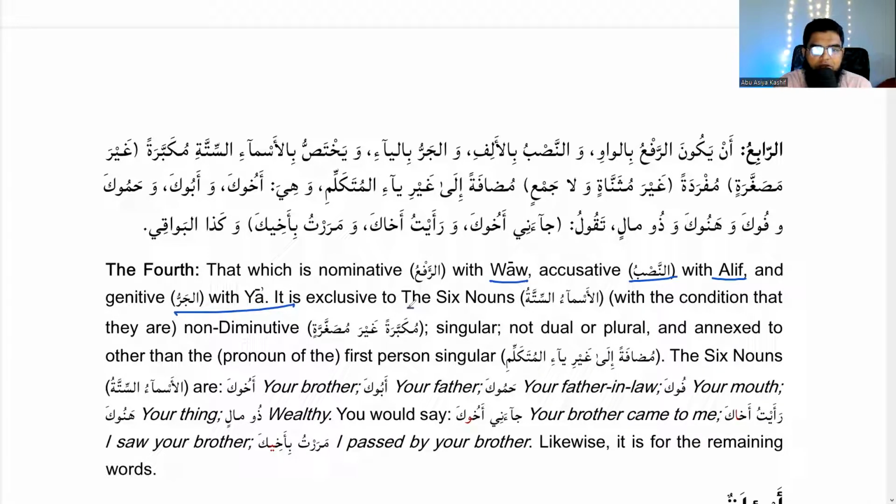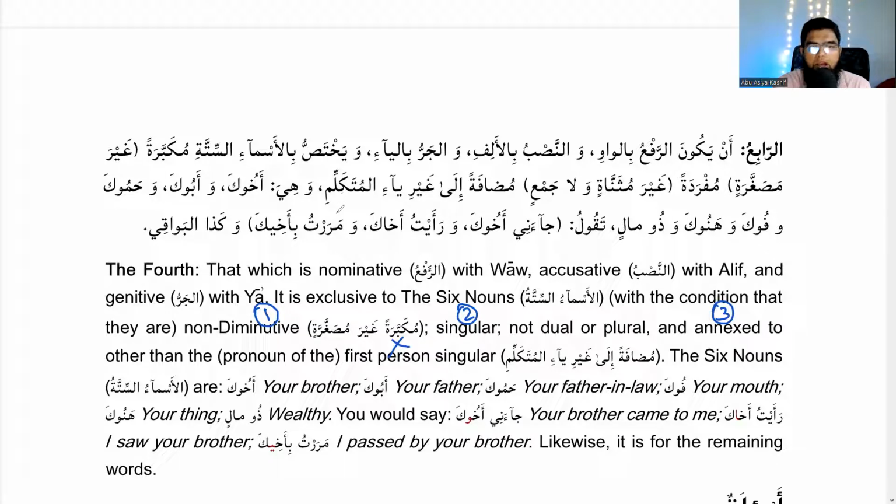It is exclusive to the six nouns, or the five nouns as it is famous, with the condition that they are non-diminutive. So condition number one is that it should be non-diminutive. Second, singular. You cannot use plurals and all that, not dual or plural. And annexed: it should be mudafan ila ghayri ya il mutakallim. It should be mudaf, mudaf ilayh, other than ya al mutakallim. So this should not happen. It should not be like abi and all that, which is not allowed. Ya mutakallim is first person.